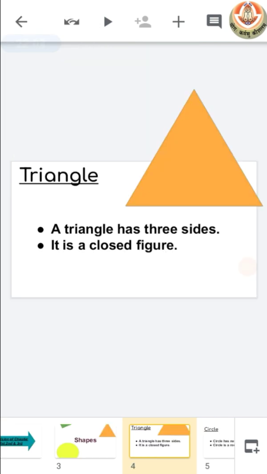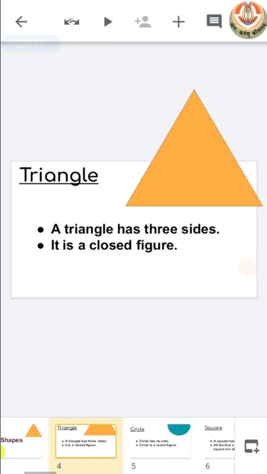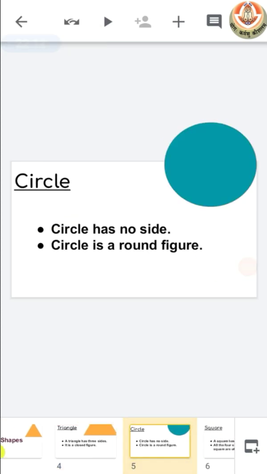So what we revised today is that a triangle has 3 sides, okay? A circle has no side and it is a round figure.